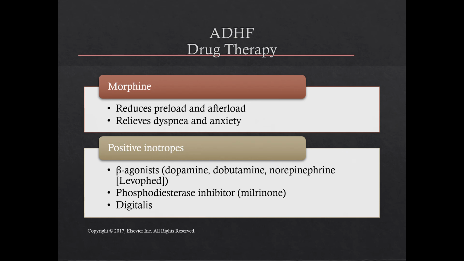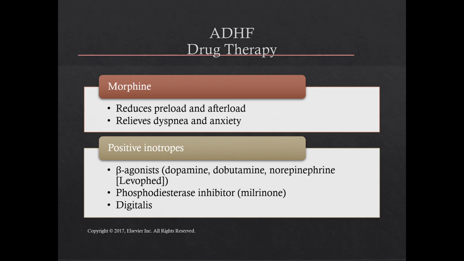Morphine is really good to reduce preload and afterload. Remember, when a patient is having myocardial infarction, MONA: morphine, oxygen, nitrates, nitroglycerin, and aspirin, right? And morphine will relieve shortness of breath and help them breathe a little bit as well. So it's really important to give to patients that have heart failure.